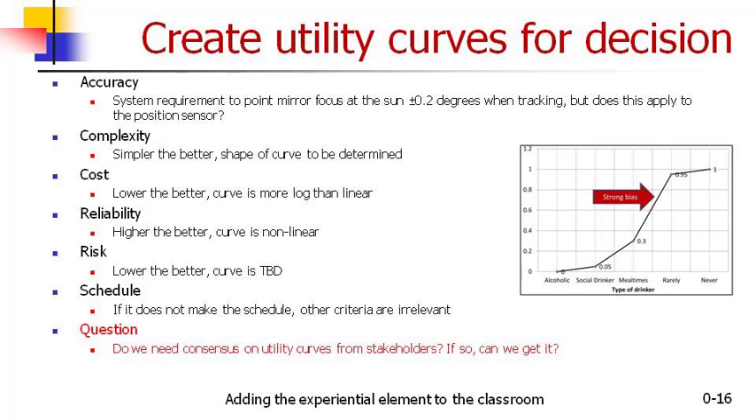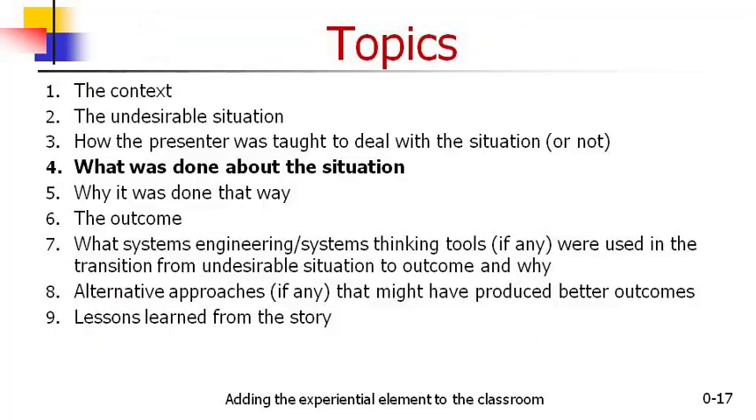So when we're going to make a selection, or when we're going to weight that criterion, if the candidate looks like it's not going to make the schedule, all the other criteria are irrelevant. And then the question is, once we have the utility curves, do we need to get consensus from all the stakeholders? And if we do need to get consensus, can we get it? Questions that are not asked or not raised in the textbook. So what did we actually do? Cover that in this section.